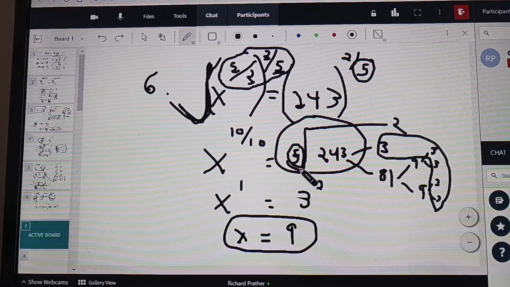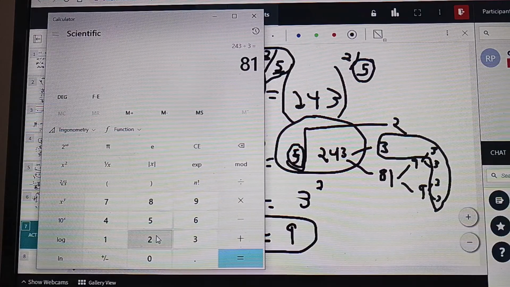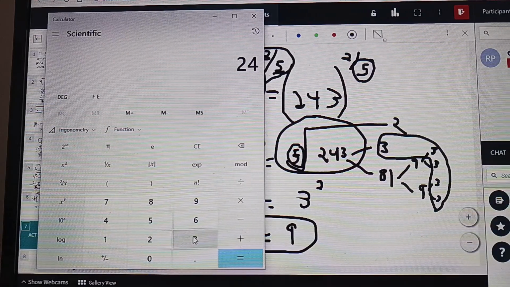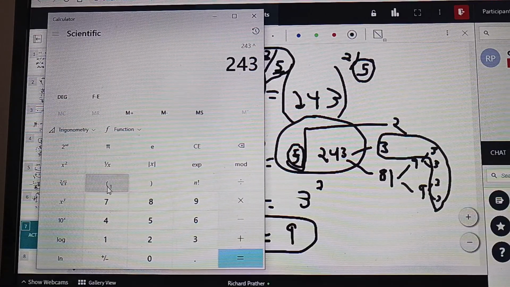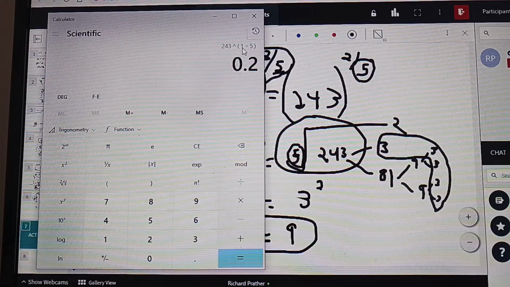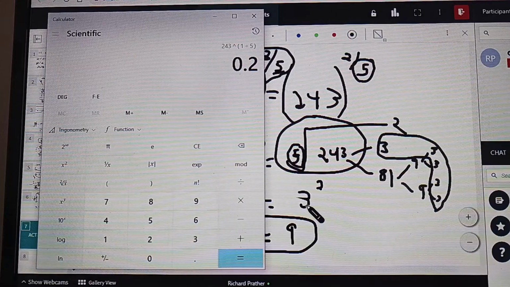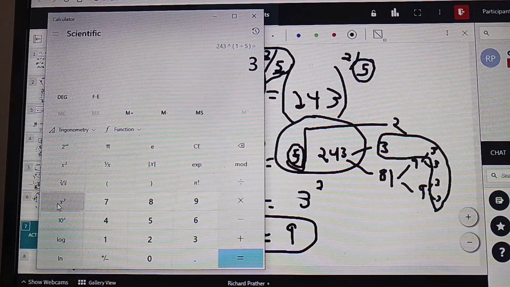So a 5th root is also a 1/5 exponent. So if I did the 243, and then there's an exponent button here, and I could even use parentheses and put 1/5, a 1/5 exponent is a 5th root. So when I press equals, this should say 3. See? The 5th root of 243 is 3, and then you square it to get 9.